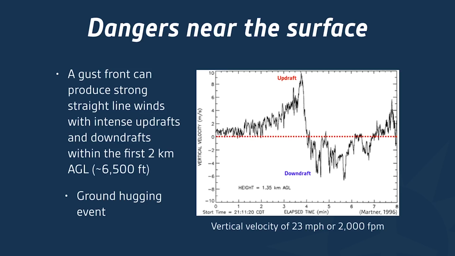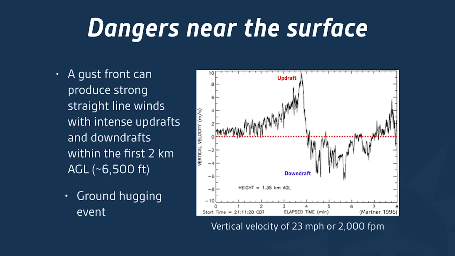And what you see on the chart here on the right is a sort of time elapsed representation of vertical velocities over a single point as an outflow boundary passed through the sensor field. Now the center red dashed line, anything above that you would have updrafts, and anything below that is a downdraft. So you can see time moves to the right. On the very far left, time starting at 0 moves to the right all the way through to 8 minutes. You can see roughly around almost the 4-minute mark, you get a pretty significant updraft all the way up to 10 meters per second, which is roughly 23 miles per hour, or about 2,000 feet per minute.